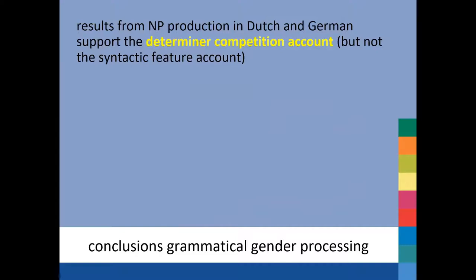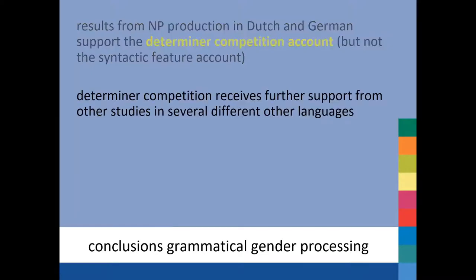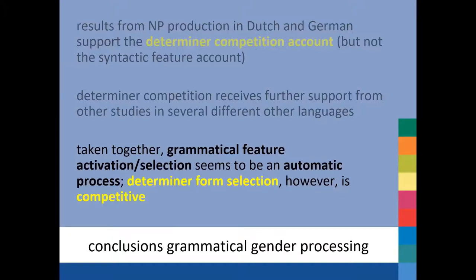So what does it mean theoretically? It means that the data that I've showed you so far actually supports the determiner competition account, but not so much the syntactic feature account. There's even more data from other languages that support the determiner competition account. For example, there's data from Croatian that shows the same thing. So in the end, it seems to be the case. I mean, we have to be careful, of course, because you never can be sure completely, but there is a lot of evidence that suggests that the grammatical features are activated automatically, but that the determiner form selection is the stage where the competition takes place. And this is why the gender congruency effect turns up in the first place.